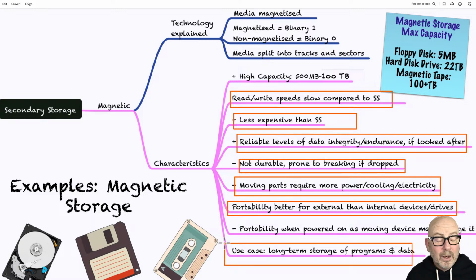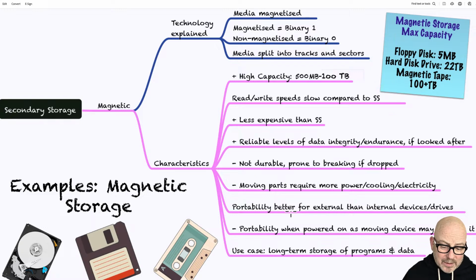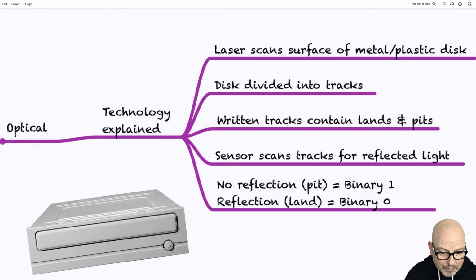Use case: long-term storage of data. So in other words, backup, archiving, all that sort of thing. So you could use magnetic storage for that. Magnetic storage compared to tape just takes forever to run the backup. Well, it doesn't take forever. It takes a lot longer to run a backup from tape than it does doing it from solid state. Okay, so that is that one.